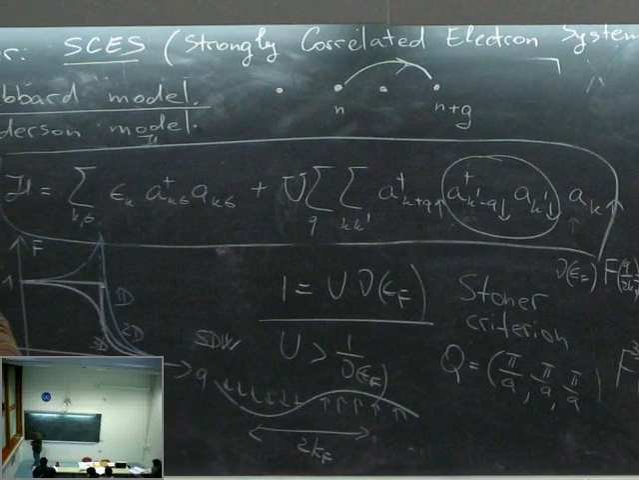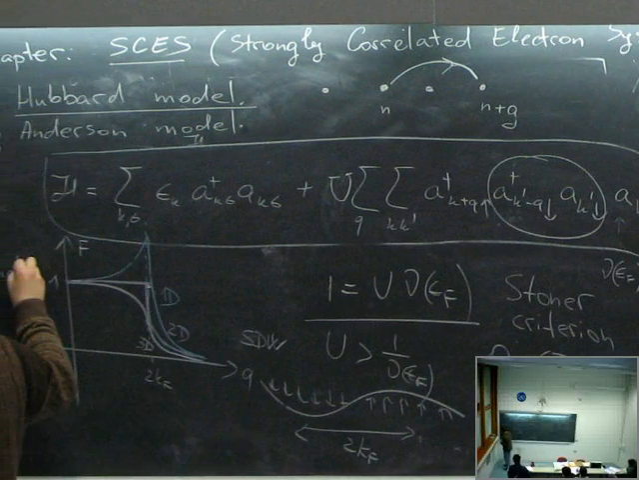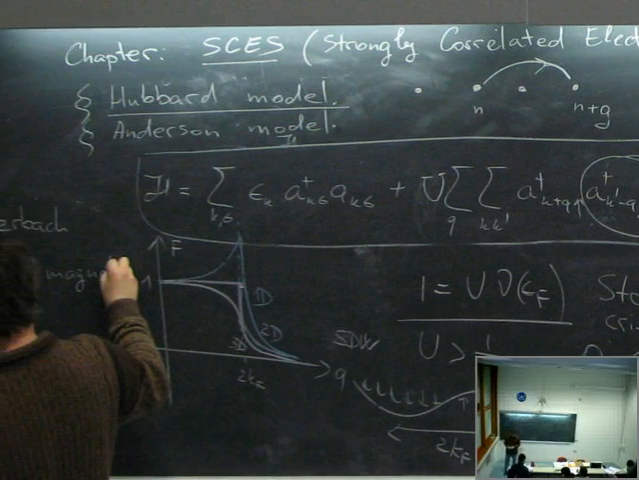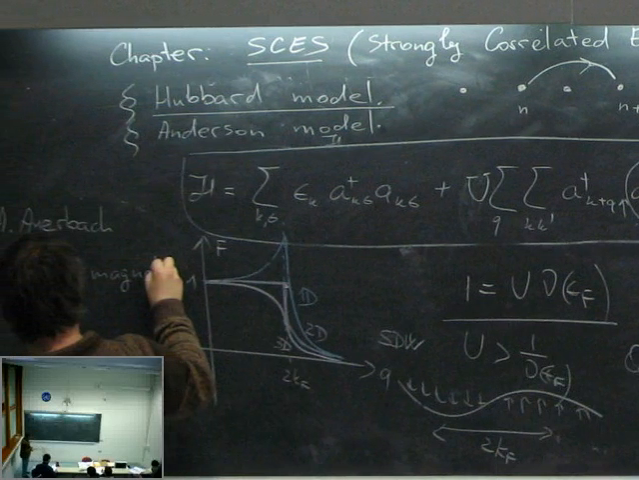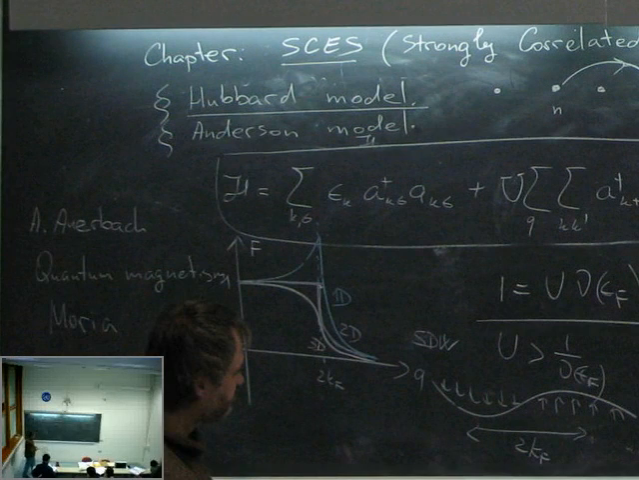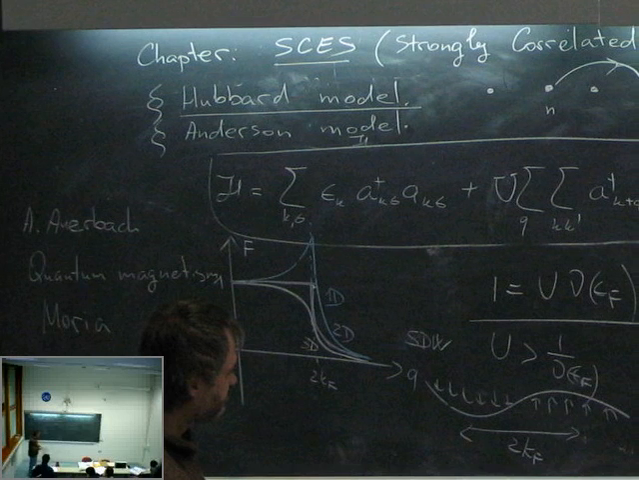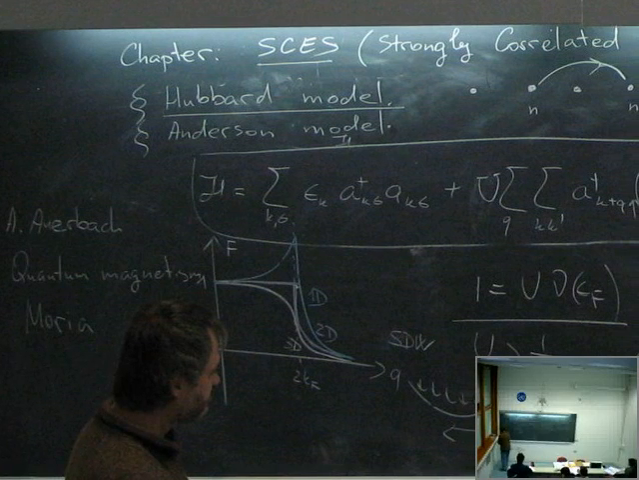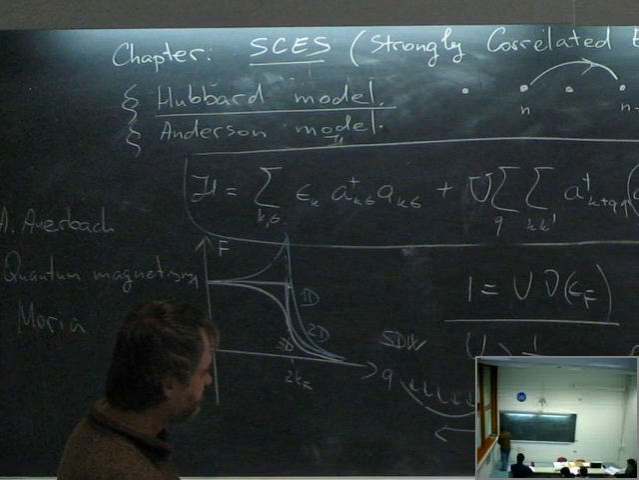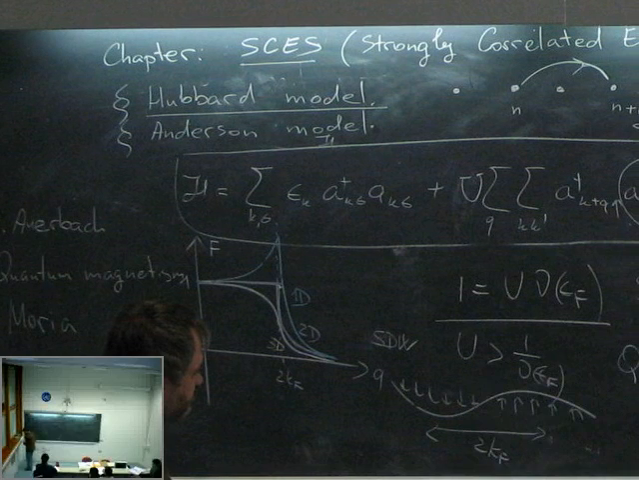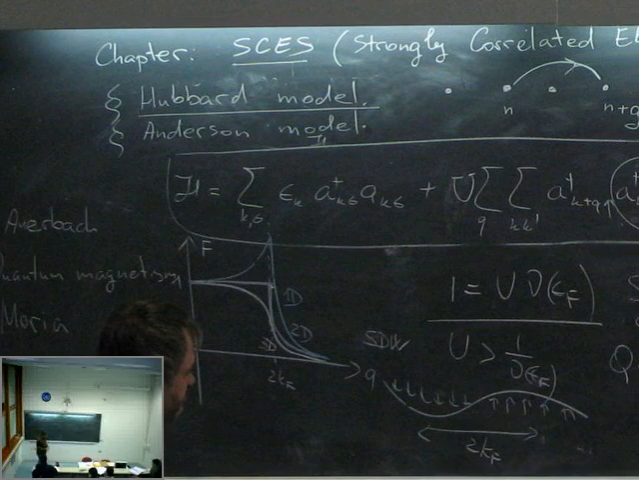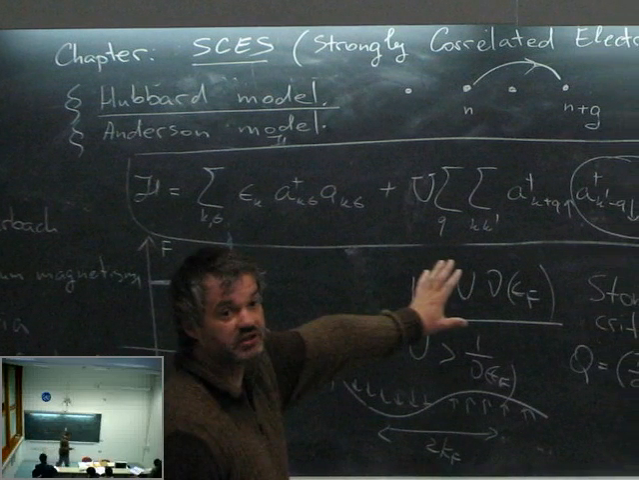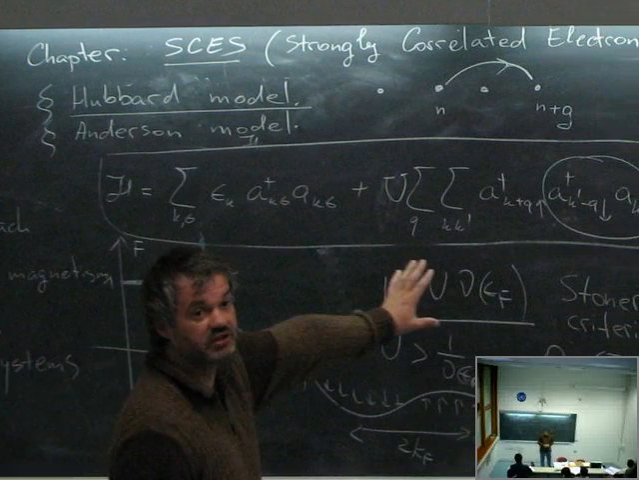There is a Japanese book by Moriya, which is called Spin Fluctuations in Itinerant Electron Magnetism. I will give you an exact reference to that tomorrow. These books are concentrated on these itinerant, strongly correlated models based on the Hubbard method.